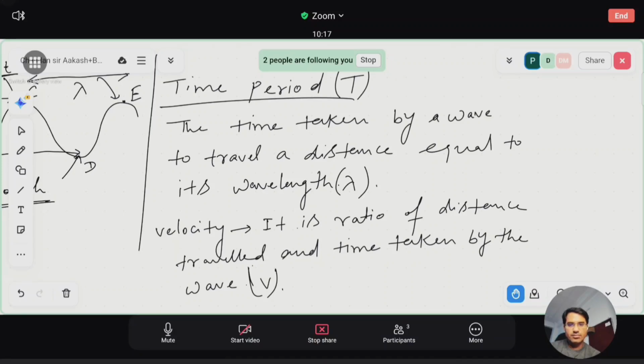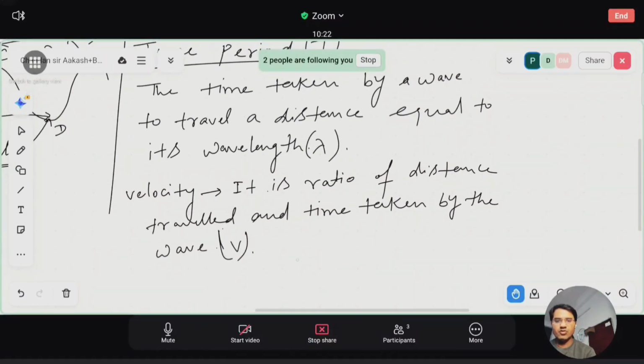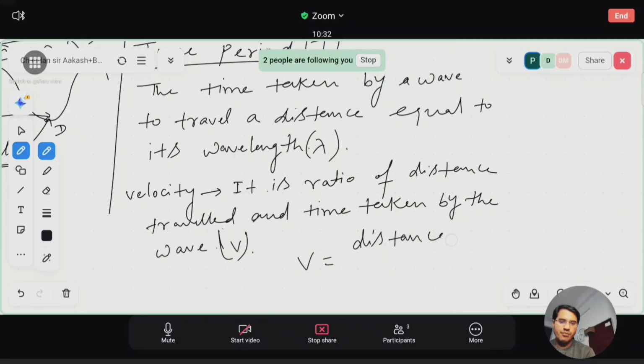Wait, was it V? What was it? V is equal to, v is the velocity, should be distance over time. Okay. Distance over time. Yes, Deepika, what is the distance traveled here in one time period? What distance does the wave travel in one time period? Wavelength. Yes, very good. In one time period, the distance traveled is wavelength.